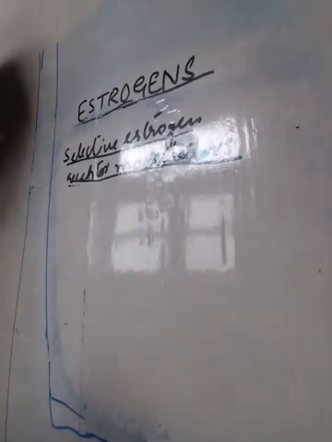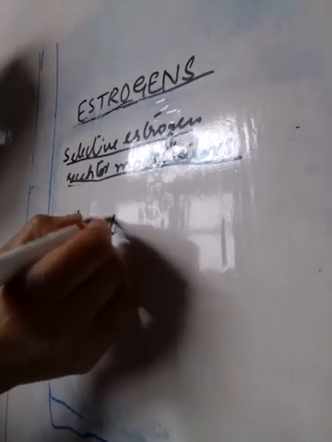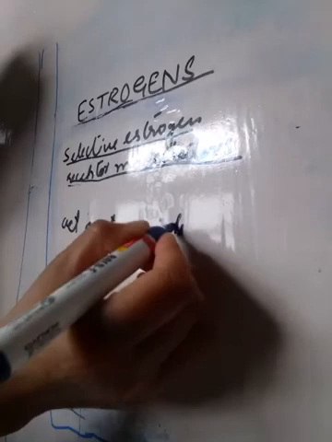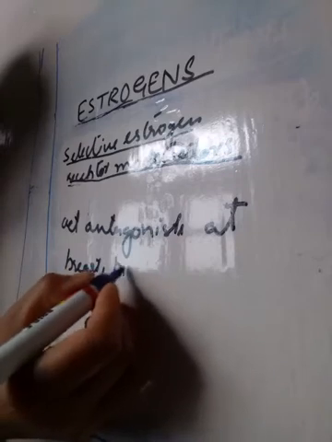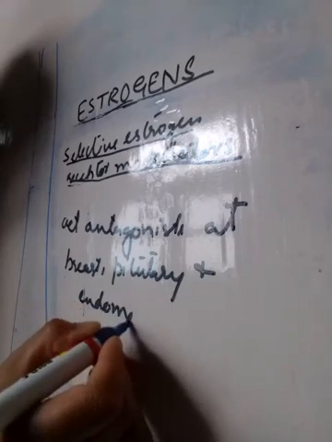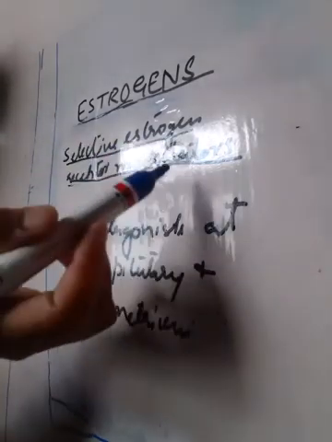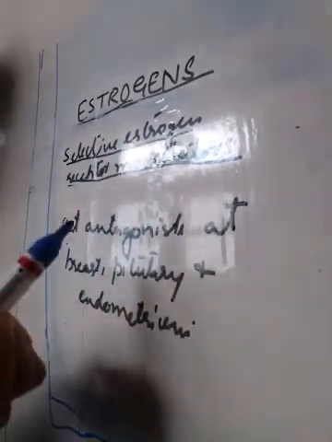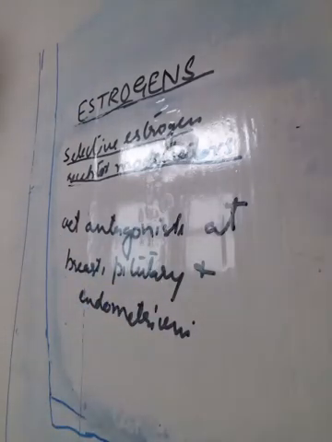And they will act as an antagonist at breast, pituitary, and endometrium. So these selective estrogen receptor modulators will block the actions of the estrogen on breast, pituitary, and endometrium. This was their principle of action.